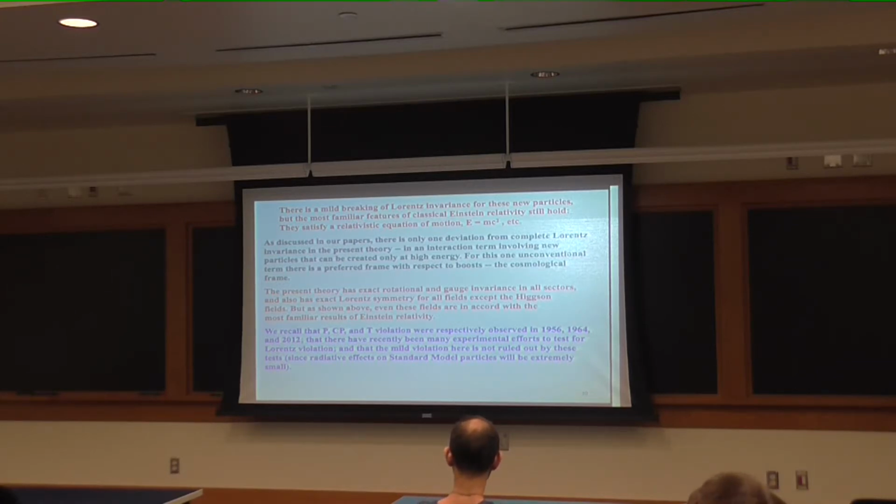Let's remember, though, that these old invariances, P, CP, and T, have been found to be violated after they were originally regarded as sacred principles. In 2012, finally, BaBar showed direct violation of time reversal invariance. So these invariances have been shown to be broken as one got to higher and higher sectors. Here we have a new sector at very high energy, and the proposal is that there is a very mild violation of Lorentz invariance. But our particles, even our new particles in this sector, still satisfy a lot of things. They still have exact rotational invariance. They still have exact gauge invariance.